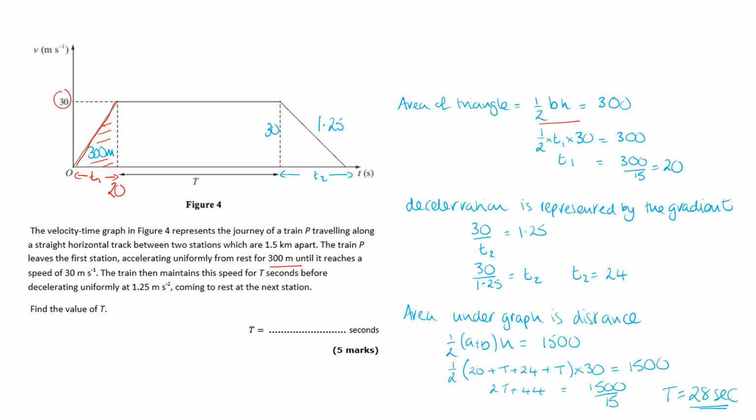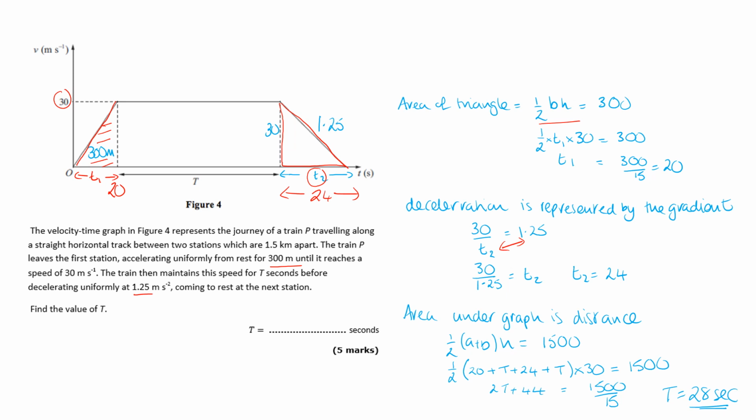Then using the fact that the gradient of the deceleration is 1.25, gradient is equal to rise over run, or change in y over change in x. So 30 over t2, calling that section of the journey t2, is 1.25. Just cross multiply and get that t2 is 24. So the whole of that section there took 24 seconds.